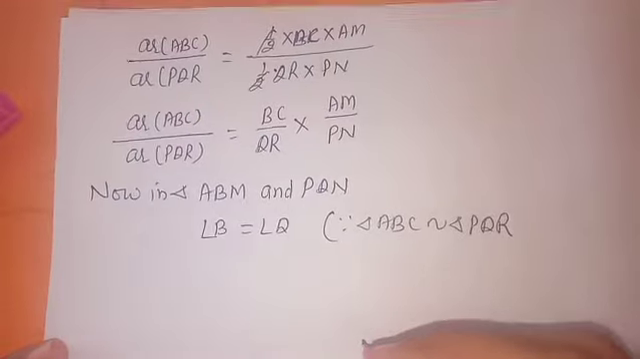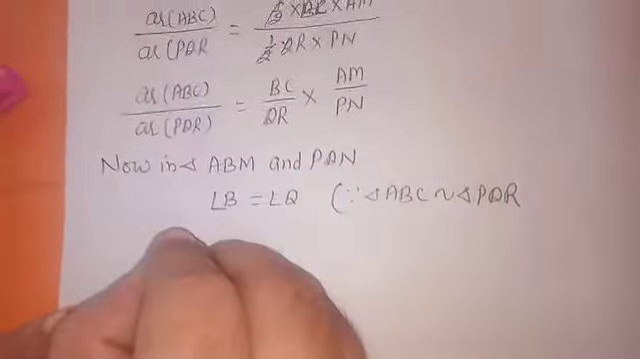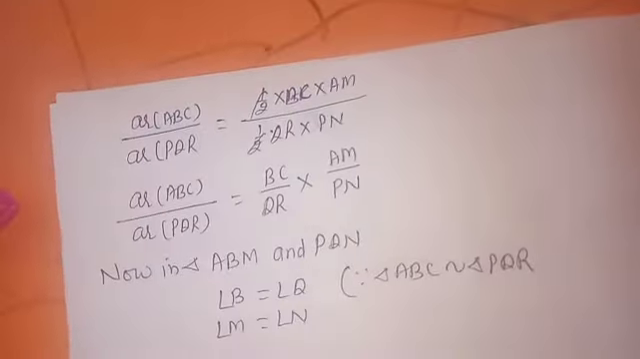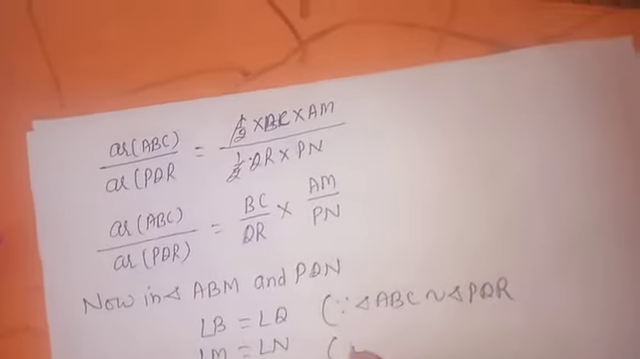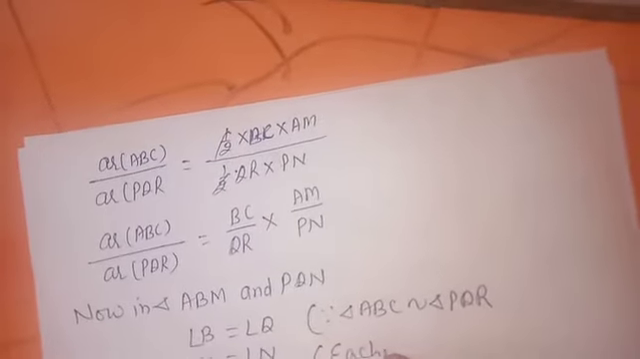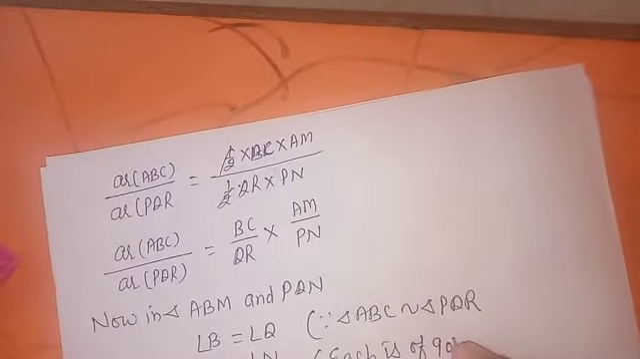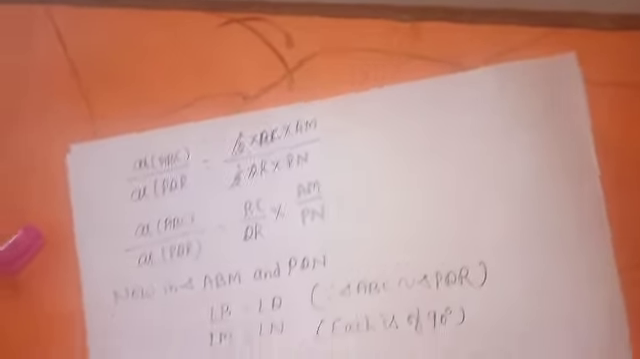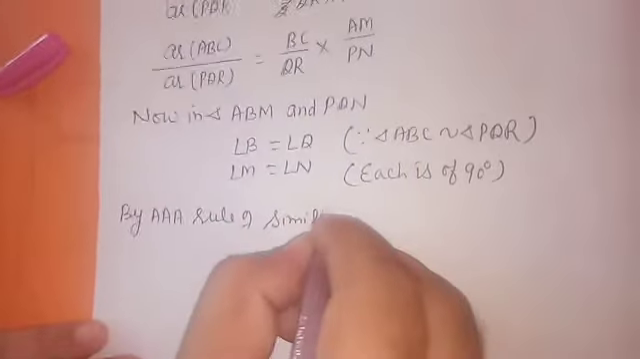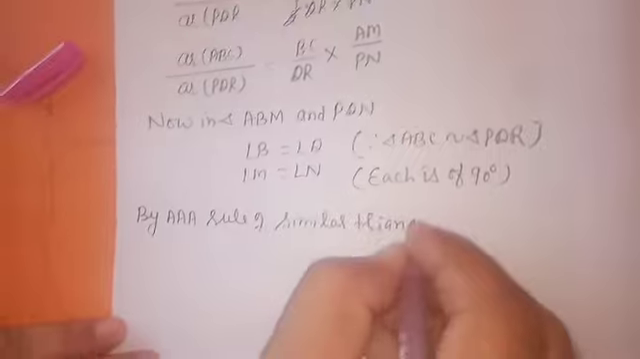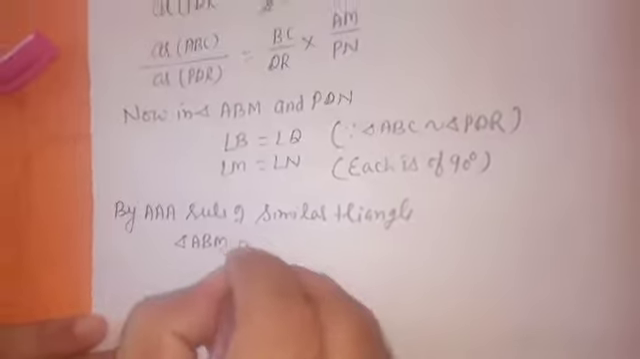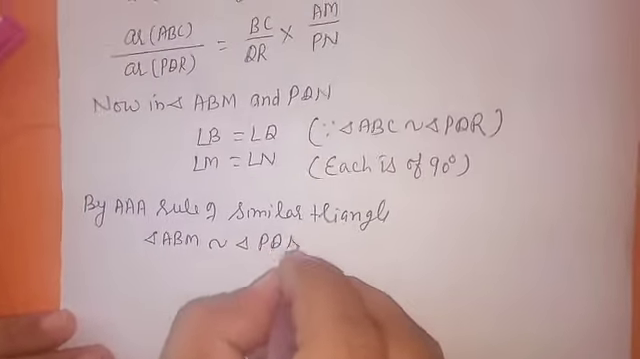And what can you say? Angle M is equal to angle N. As you know, they are altitudes, so each is of how much degrees? 90 degrees. So by the AAA rule of similar triangles, triangle ABM is similar to triangle PQN.